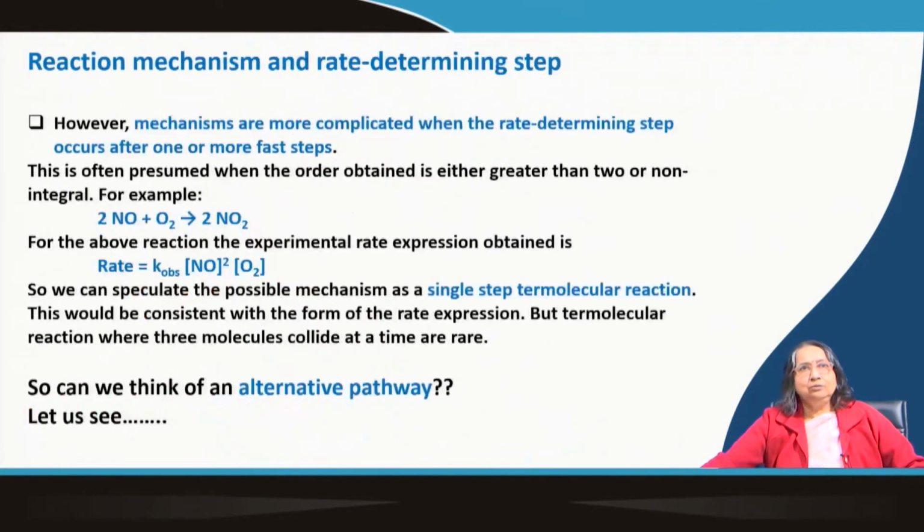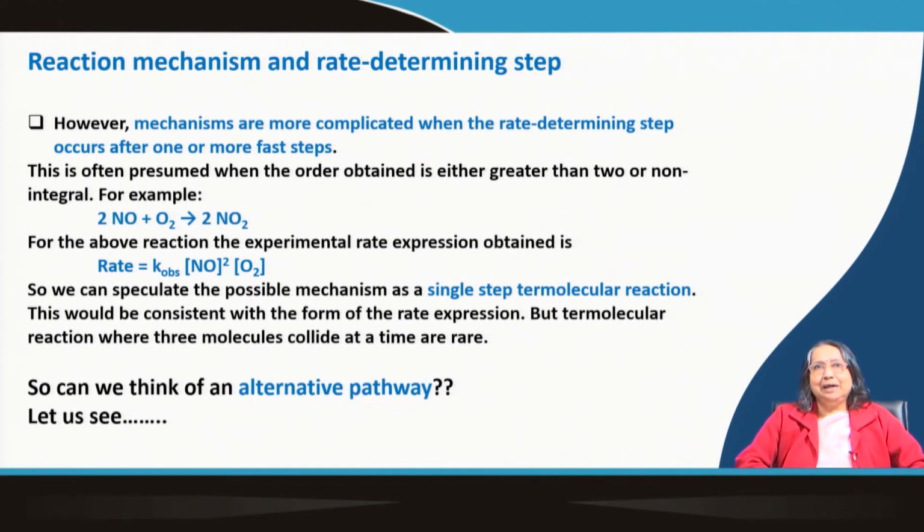Now, reaction mechanism and rate determining step. Mechanisms are more complicated when the rate determining step occurs after one or more fast steps. It is not like the previous one, where the slowest step was the first step. Here it is not like that. Mechanisms are more complicated when the rate determining step occurs after one or more fast steps.